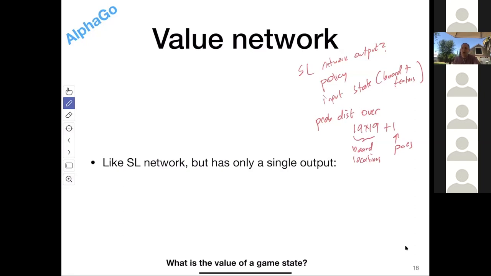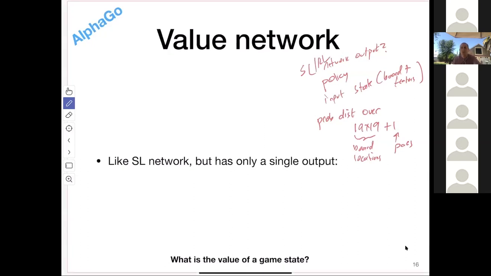Okay, and so that is the output of the SL network. And the RL network, because the SL network is just like the RL network, right? The only difference is the RL network starts with SL's weights and then makes them better. Sean, what's the output of the SL network? I'm not sure. I'm guessing it'd just be like the values. Okay, so you say values plural. Tell me what you mean.